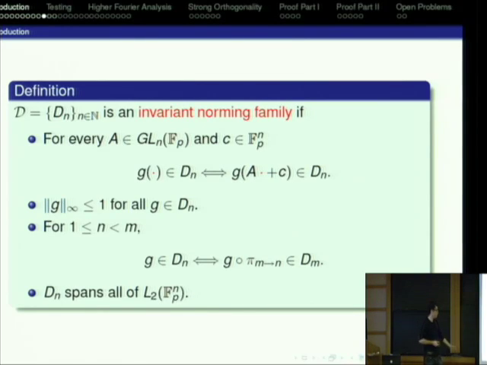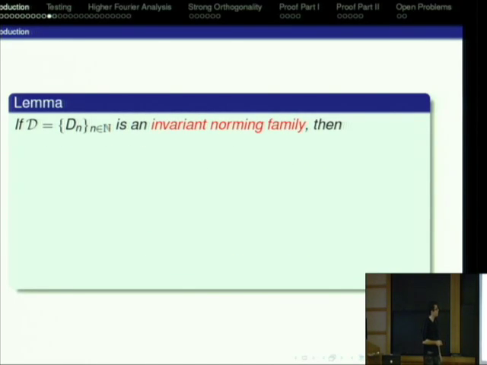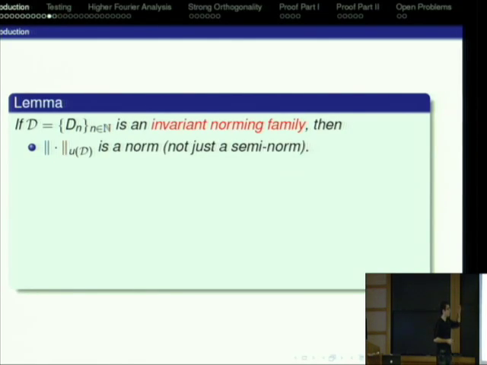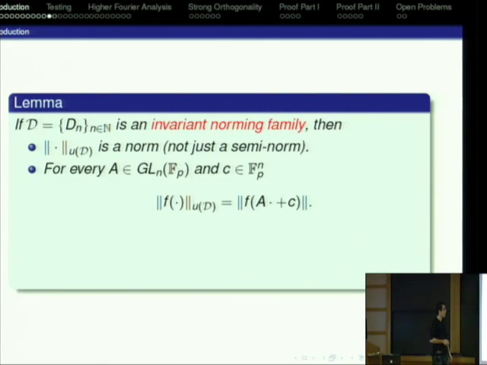And also, again a very natural condition, just for the sake of convenience, is that D_n spans all of L2, all the space of functions on F_p^n. This is to make the uniformity norm actually a norm. Without it, we can restrict to subspaces, so it's not such an important condition. And if you require these conditions on a norming family, then the norm that is defined will actually be a norm, not just a semi-norm, because of the last condition. It will be invariant under this affine transformation, and again, it will be consistent with these projections.